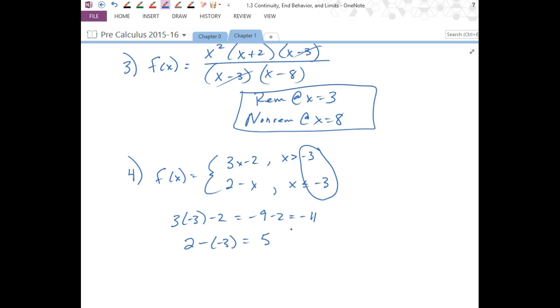There is a jump. So how do I say what is my point of discontinuity? What kind of discontinuity do we have? Non-removable at what x value? -3.